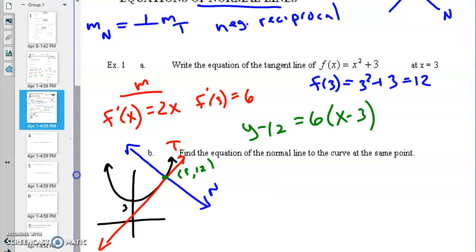So the 3 and the 12 aren't going to change. What is going to change? The normal slope equals the negative reciprocal of the tangent slope. What's the reciprocal of negative 6? Negative 1/6. So let's put it all together: the equation of that normal line.